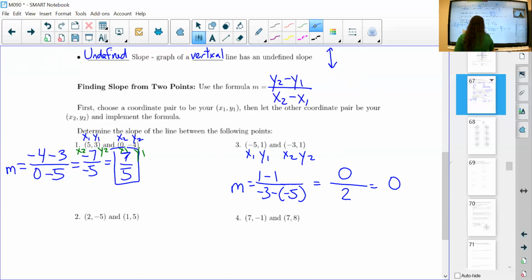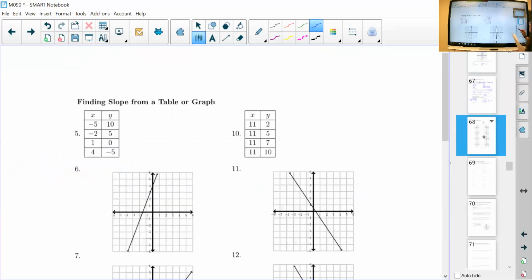And now this one is also going to be a little weird because we have no horizontal change. So we'll be trying to divide by 0. And what do we get when that happens? What kind of slope? So these are examples 1 through 4.